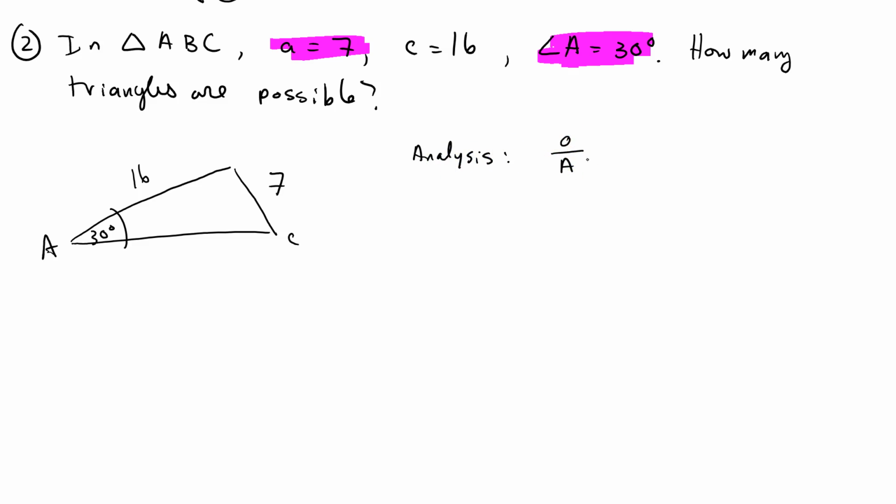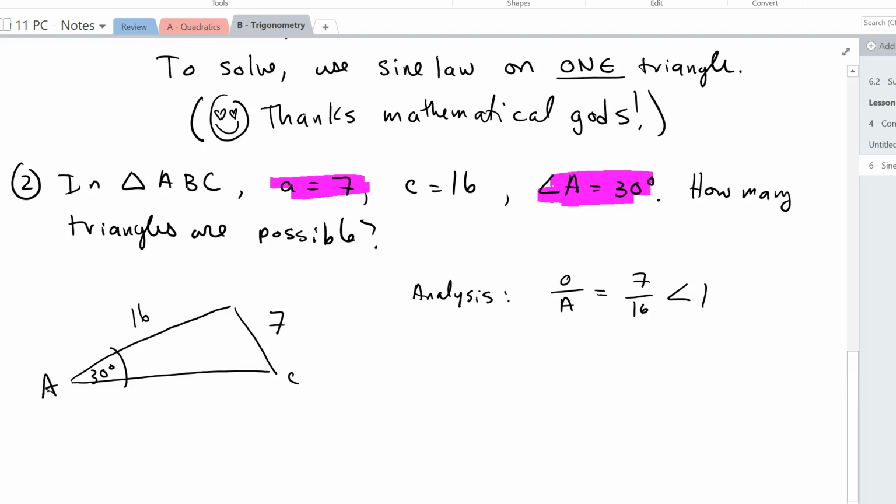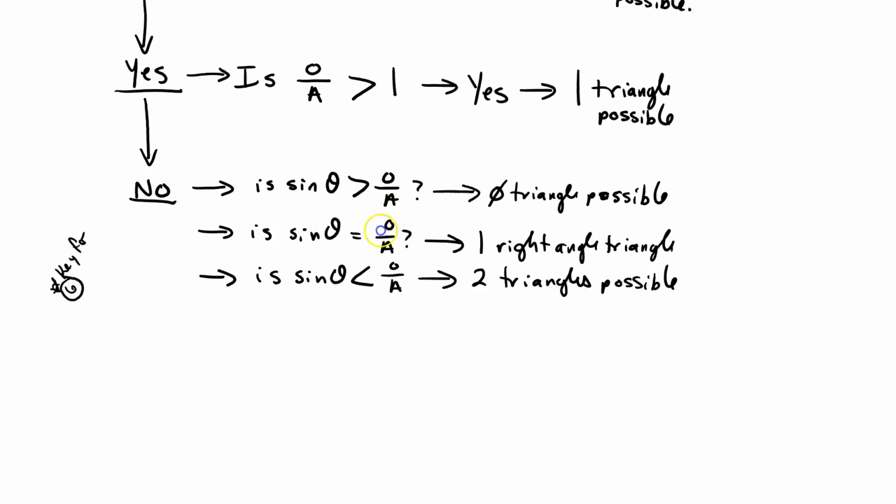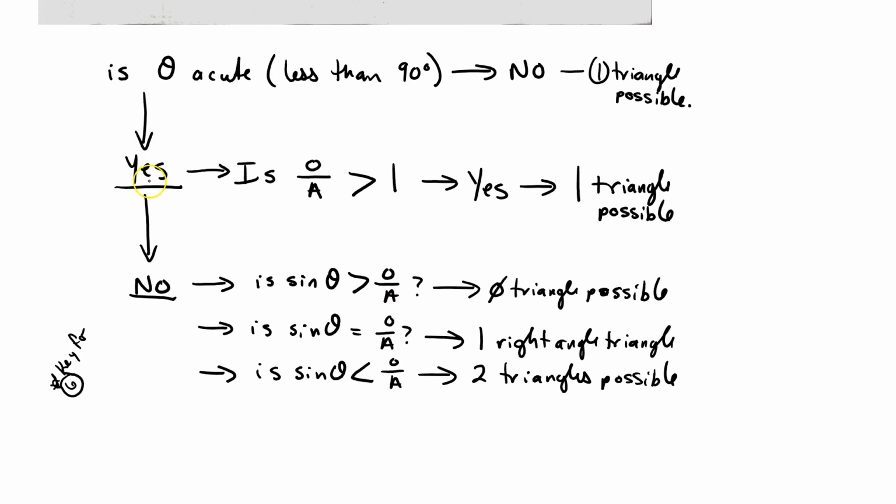Opposite over adjacent is 7 over 16, which is less than 1. So if I go back to my constructing triangles here, I ask: is theta acute? Yes. Is opposite over adjacent greater than 1? No.